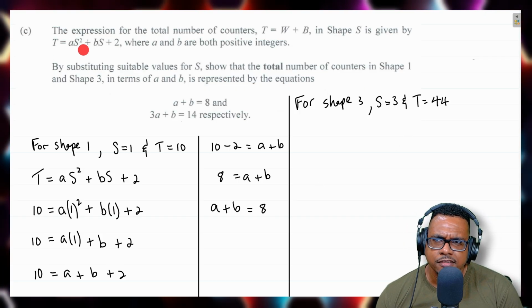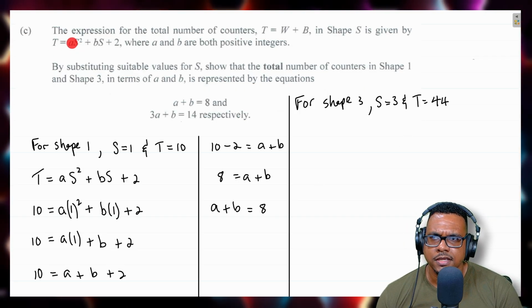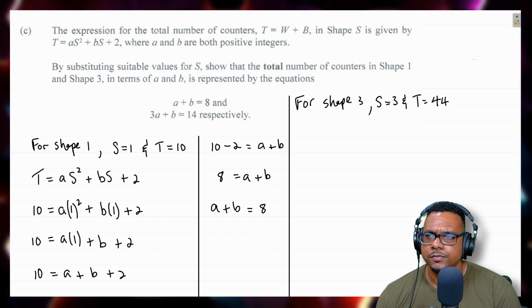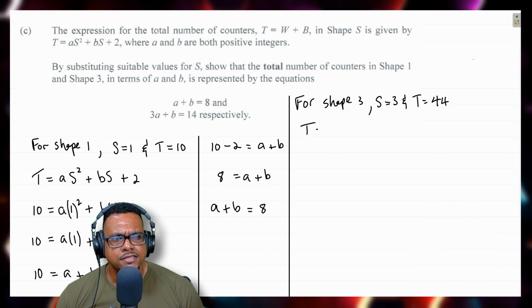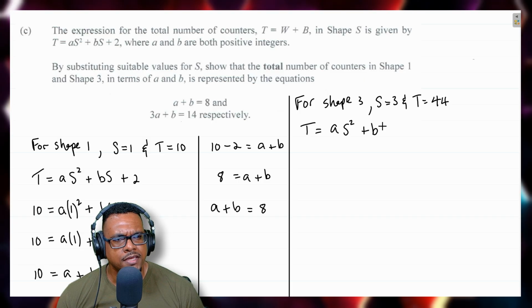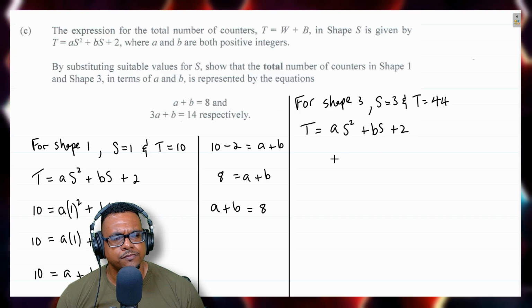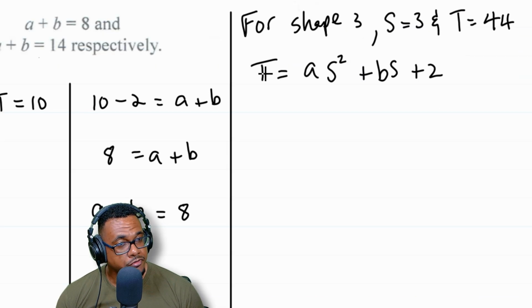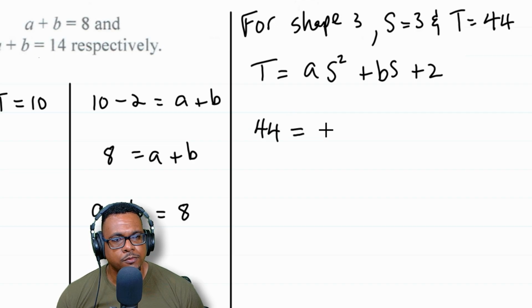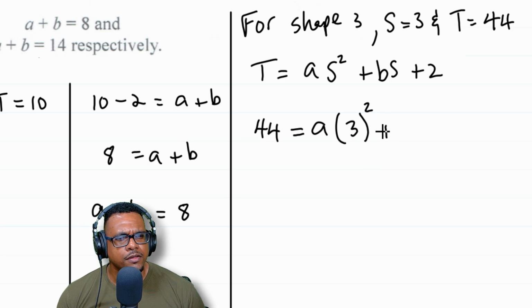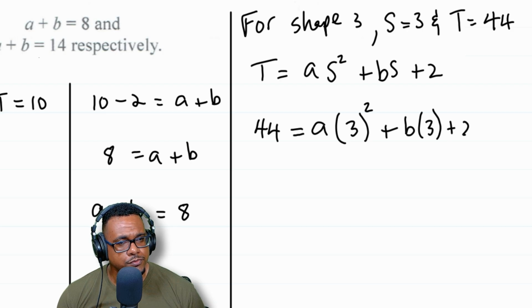So now I'll write back this formula here. T is equal to AS squared plus BS plus 2. Remember, T here for shape 3 is 44, so let's put that in. 44 is equal to A times S squared, and remember, S here is 3, so that's 3 squared, plus B times S, so S is 3, plus 2.